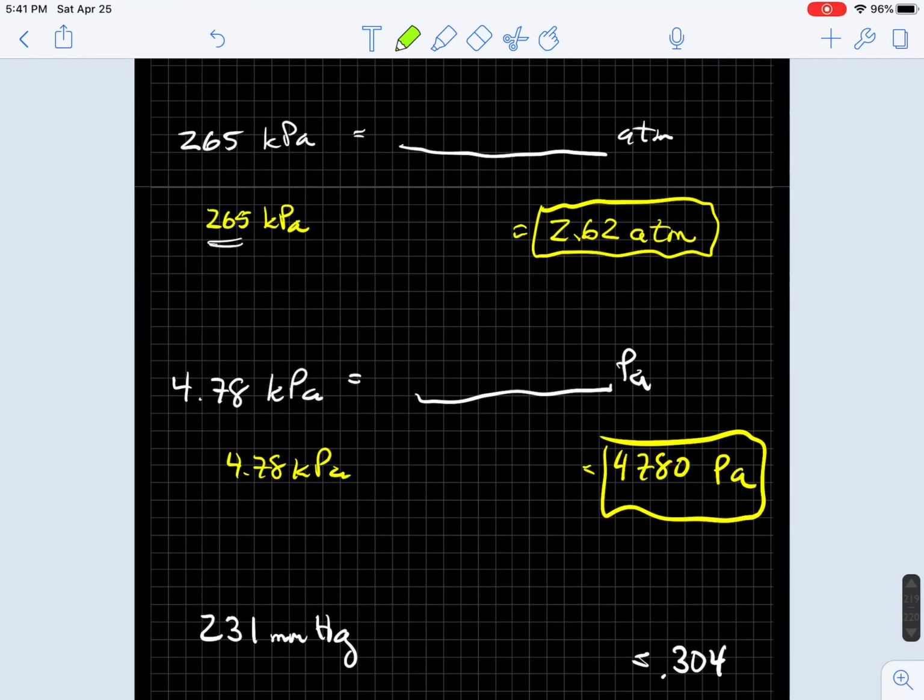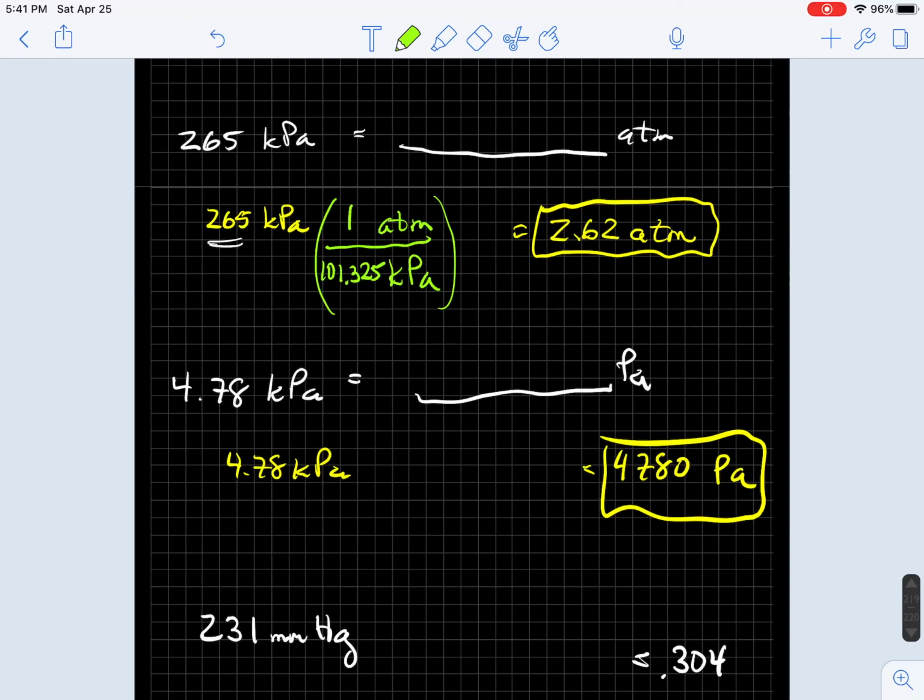Well, we're going to use the same techniques we always have. Start with what they give you, 265 kilopascal, multiply by a fraction, get the unit to cancel out, and convert to your new base unit. Now, we look up the value. 1 atmosphere is 101.325 kilopascal, so we get 2.62 atmospheres.